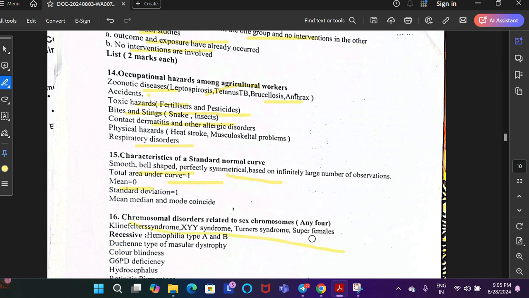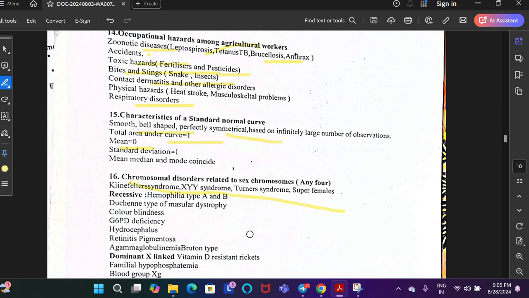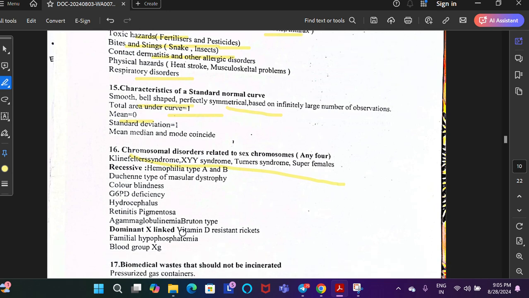The next question: chromosomal disorders related to sex chromosomes, any 4 in number. Klinefelter syndrome, XYY syndrome, Turner syndrome, super females. And sex-linked disorders: hemophilia type A and B, Duchenne type of muscular dystrophy, color blindness, G6PD deficiency, hydrocephalus, retinitis pigmentosa, agammaglobulinemia Bruton type. Dominant X-linked: vitamin D resistant rickets, familial hypophosphatemia, blood group Xg.